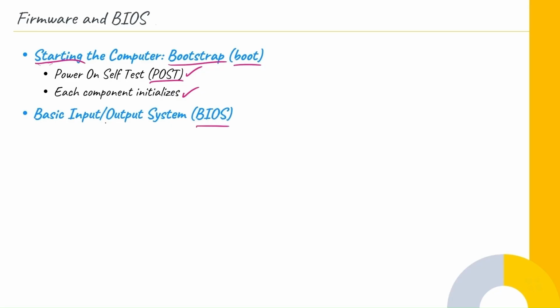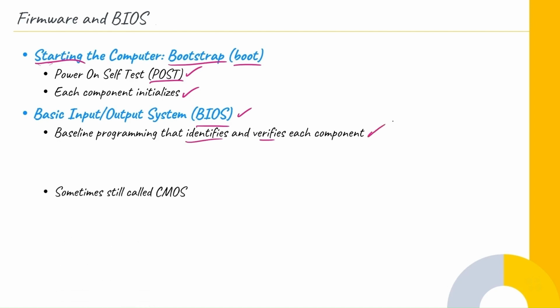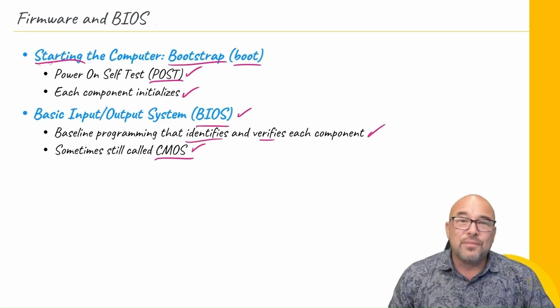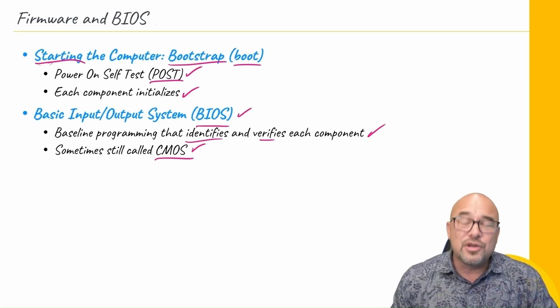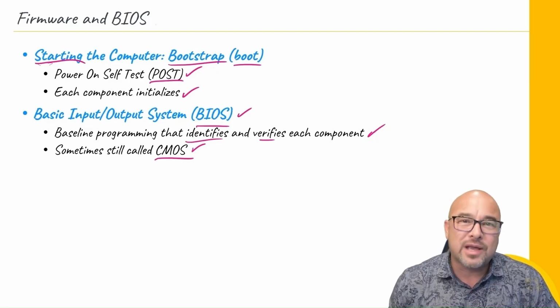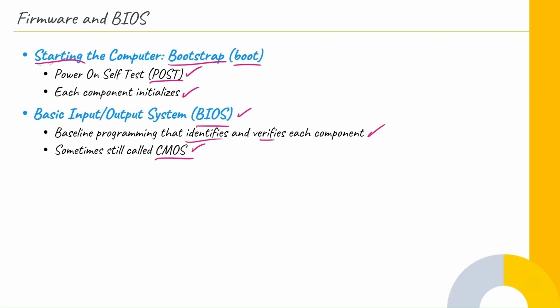The BIOS, or the basic input-output system, is what's at the core of a lot of this as far as doing the roll call. Again, it just identifies and verifies each component. Sometimes you might hear this called the CMOS. That's really an old way of describing this. It stands for complementary metal oxide semiconductor, and it's just a reference to the physical media that the programming used to be stored on. It was a certain kind of semiconductor, but we don't use those anymore. We use different kinds of storage, but sometimes people still call it the CMOS.